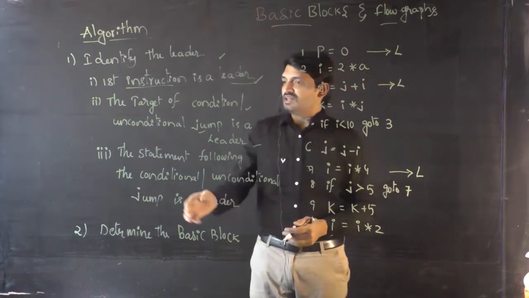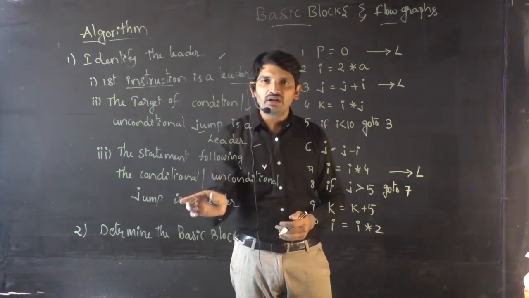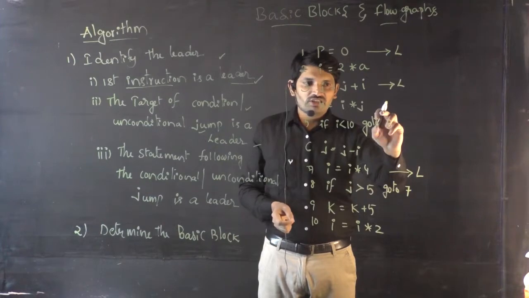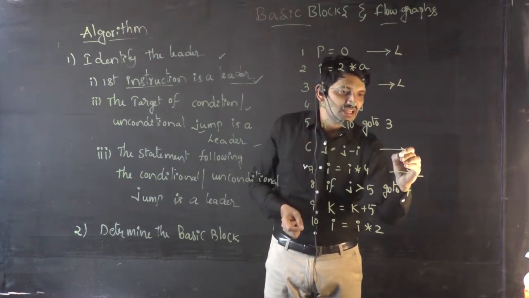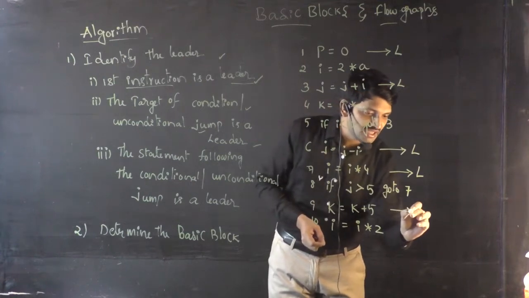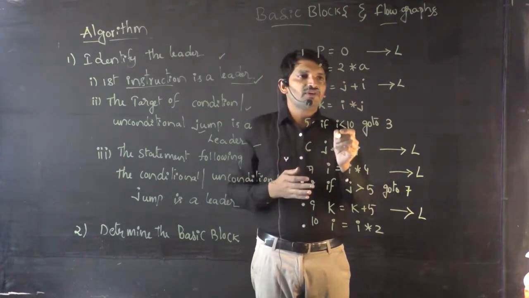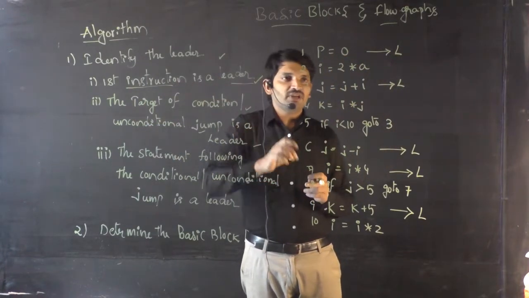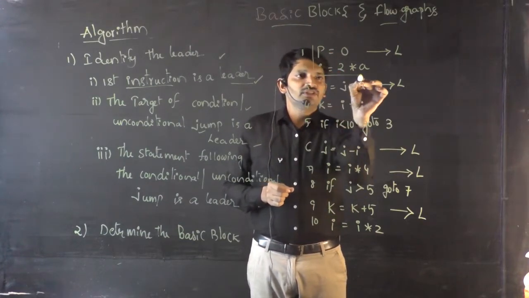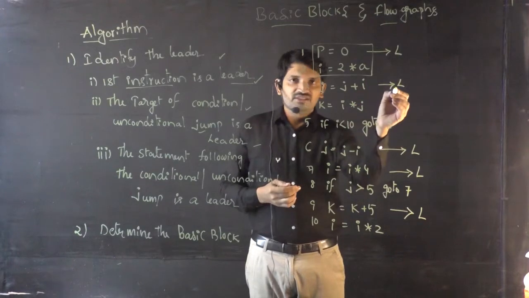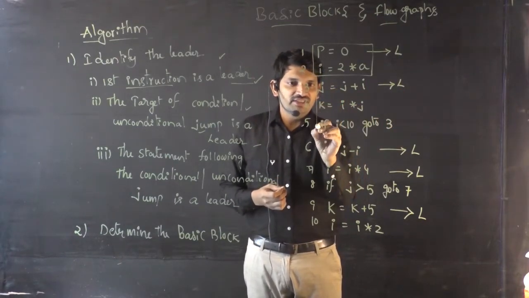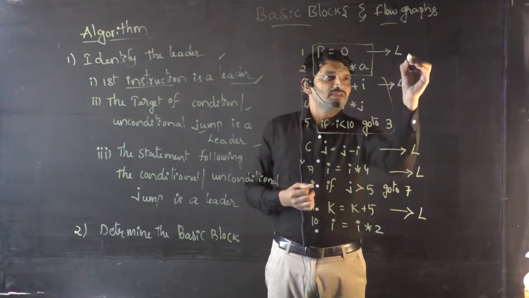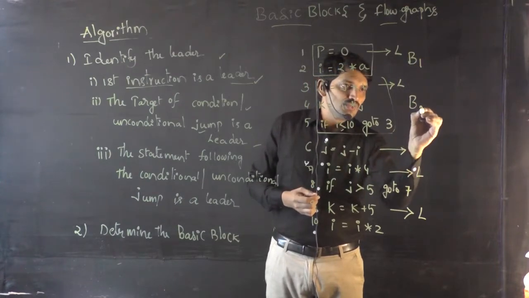Fine. Next, the statement following the conditional or unconditional jump must be a leader. So here this is an unconditional jump. So the instruction which follows this must be a leader. Here also it must be a leader. So now I am going to divide this into basic blocks, and remember that the first instruction must be a leader. So this is my first block. This is the leader. So until the second leader, the entire thing comes under the second block. So this is B1, this is B2.